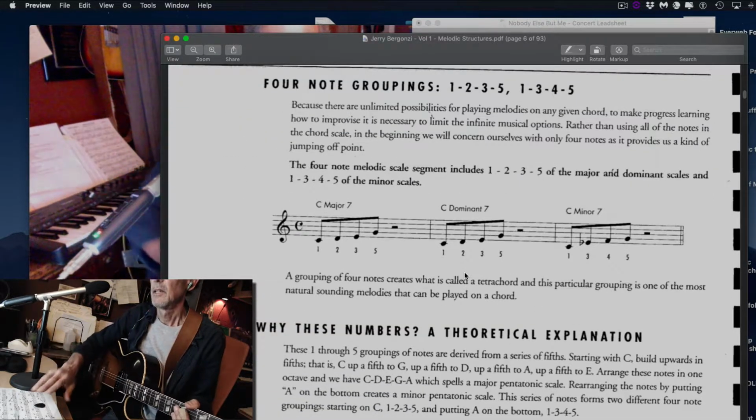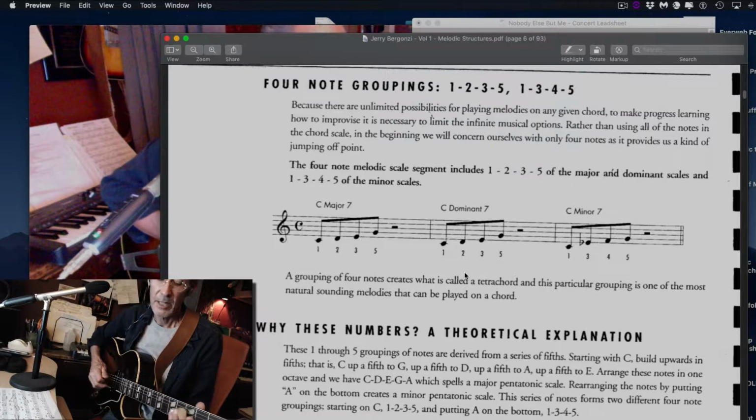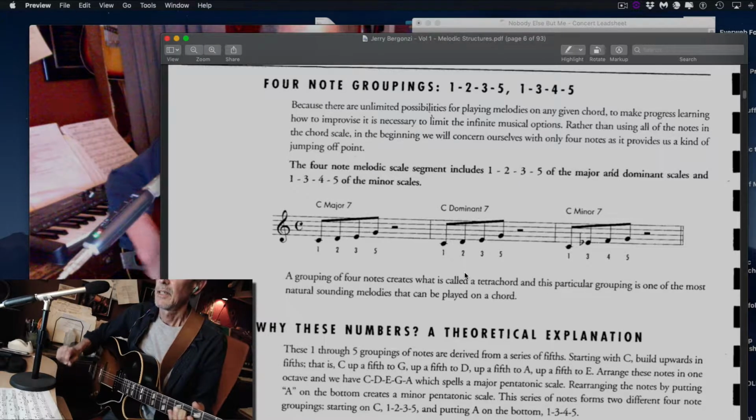And if you had a major 7 sharp 11, it would be 1, 2, 3, sharp 11 or flat 5. Or if you had a C dominant 7 flat 9, it would be 1, flat 2, 3, 5, or a minor 7 flat 5, it'd be 1, flat 3, 4, flat 5, and so on.